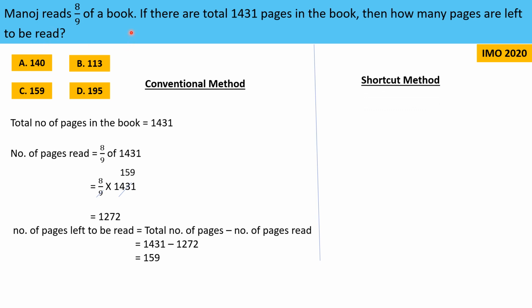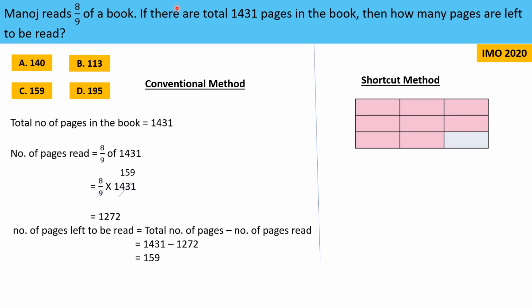Manoj reads 8 by 9 of a book. That means 8 parts out of 9 is already read by Manoj. Then what part is left to be read? One part out of 9. So 1 by 9 of the book is left to be read by Manoj.